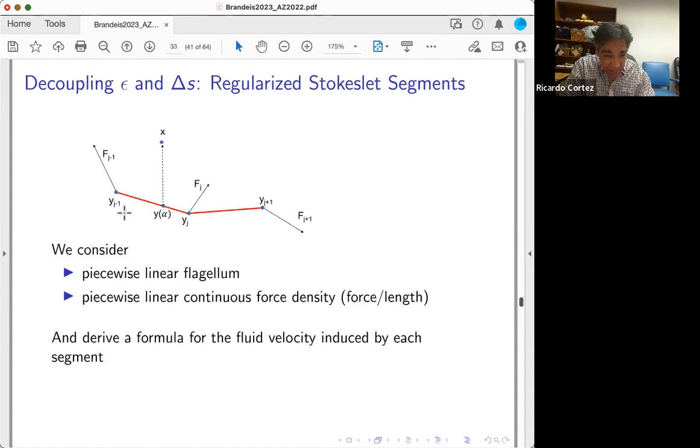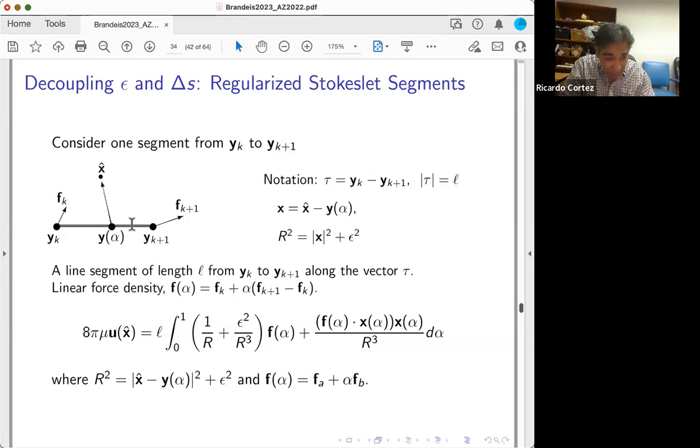What we think of it is, we think of the flagellum as piecewise linear pieces, so like a polygon, straight pieces. And in each straight piece, the force is not just a constant, but it's a linear function from one end to the other. So here's a segment of my flagellum, and I have a force here and a force here, and I'm assuming that the forces in the middle are a linear function.